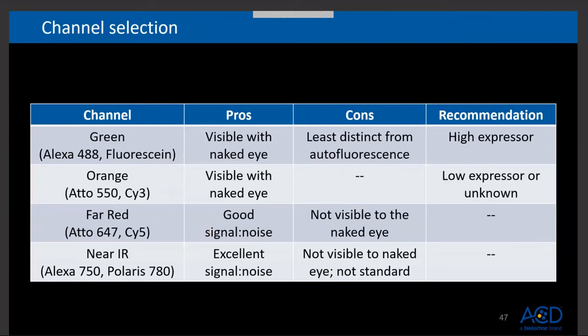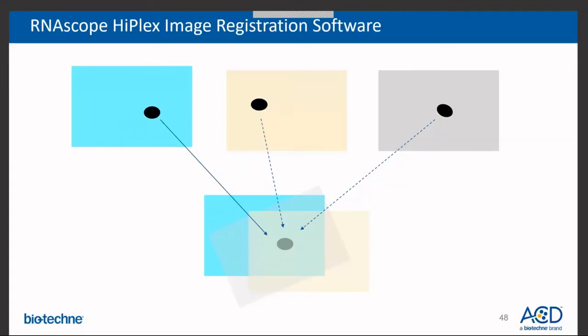So consider these properties of fluorescent microscopes as you're deciding which genes you want to be labeled with which tails, your T1, T2, T3, etc.